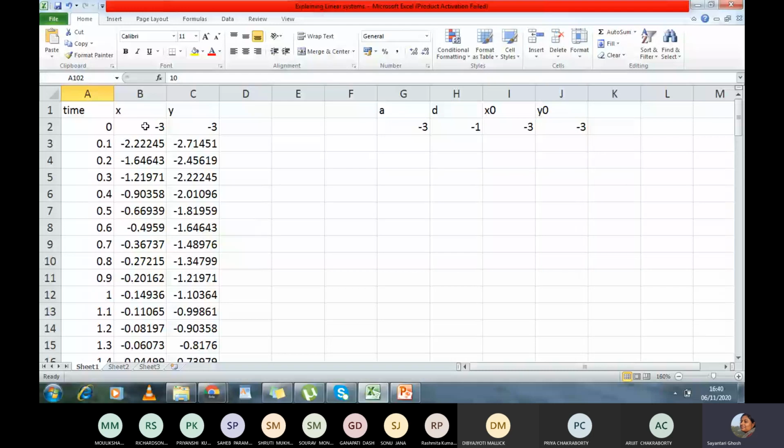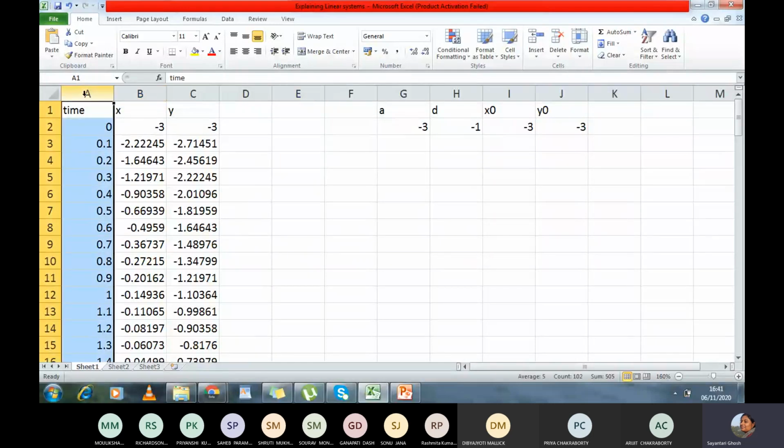In x, I have just calculated x0 e to the power a times t, where t is this time. Okay, so here you can see the formula. It is this value, x0 times the exponential of this value, that is -3, times the time. So the time will change, the rest of these values will be kept constant, and I will see how x changes.